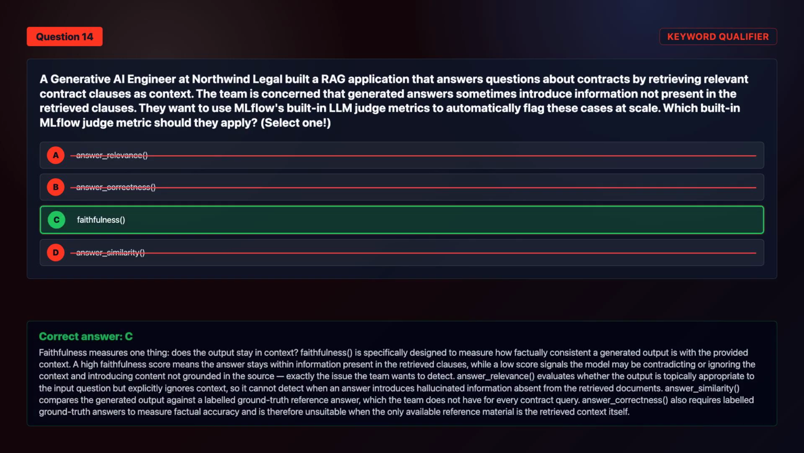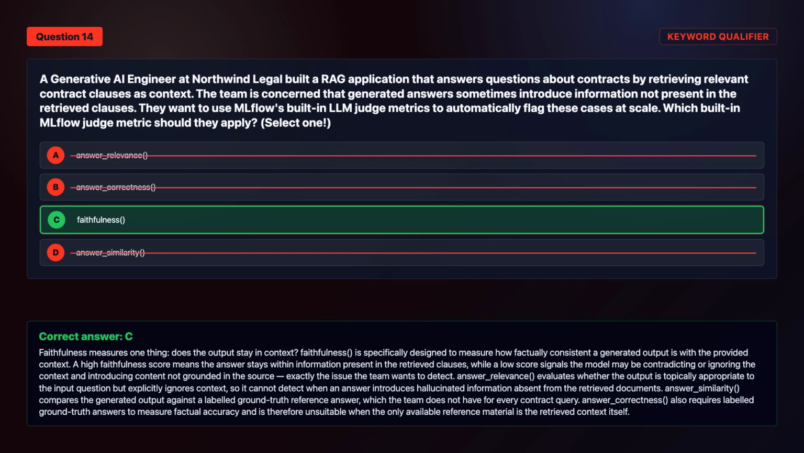The correct answer is option C. Faithfulness measures one thing. Does the output stay in context? Faithfulness is specifically designed to measure how factually consistent a generated output is with the provided context. A high faithfulness score means the answer stays within information present in the retrieved clauses, while a low score signals the model may be contradicting or ignoring the context and introducing content not grounded in the source, exactly the issue the team wants to detect.